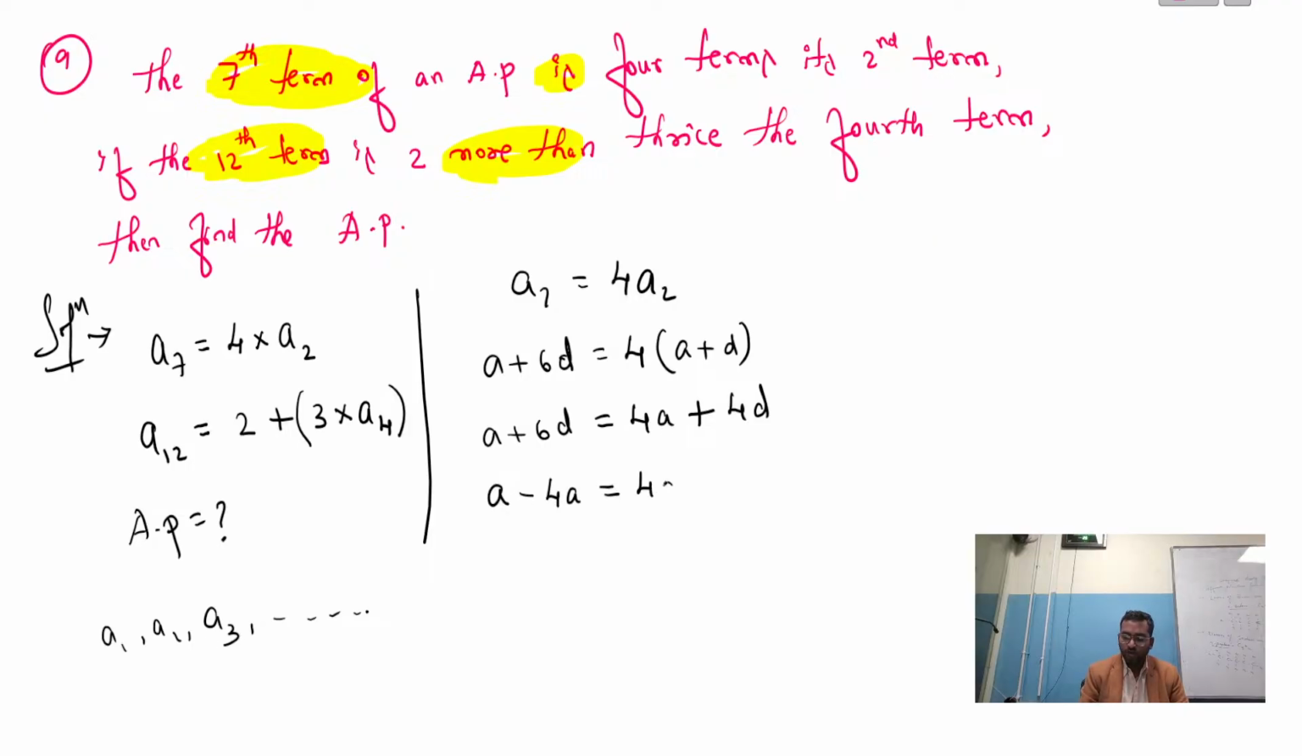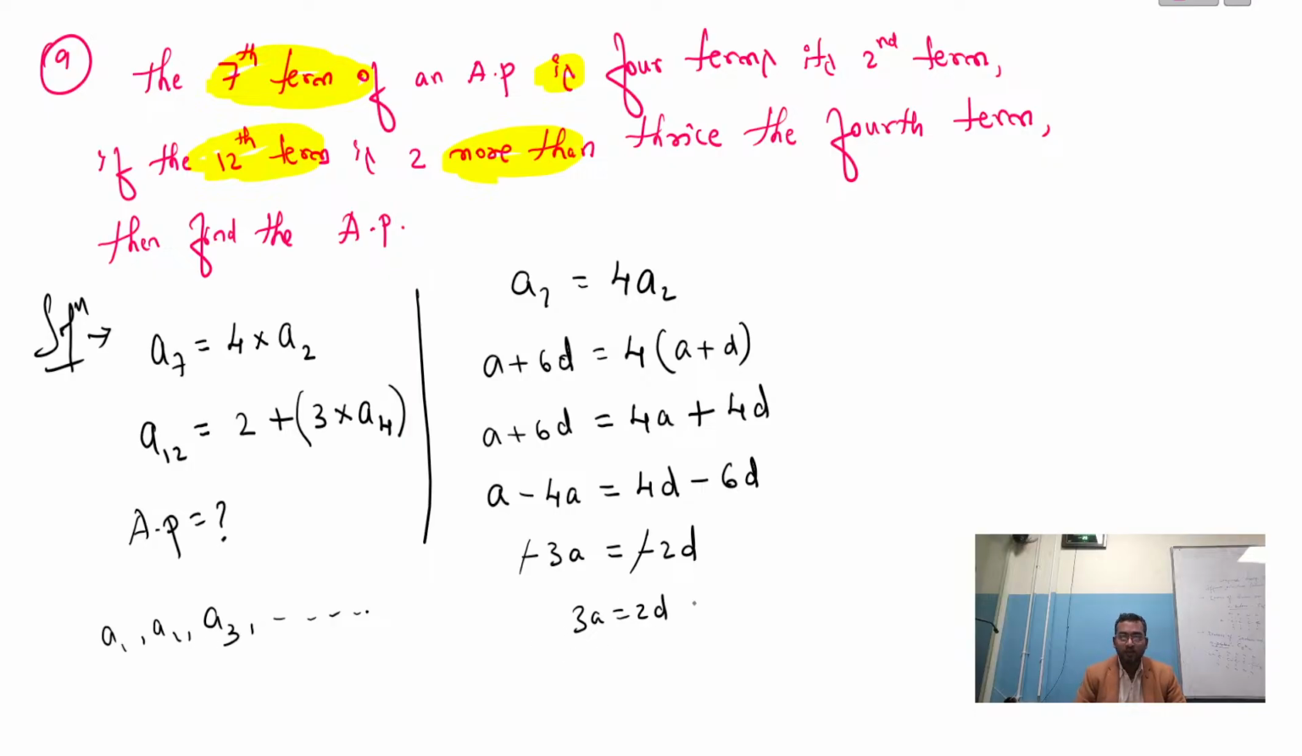Equal to 4D, and 6D goes to the other side as minus 6D. So A minus 4A is minus 3A, equal to 4 minus 6, which is minus 2D. This minus gets cancelled. Then what is left out? 3A is equal to 2D. What's the value we got here right now? We got the value 3A is equal to 2D.